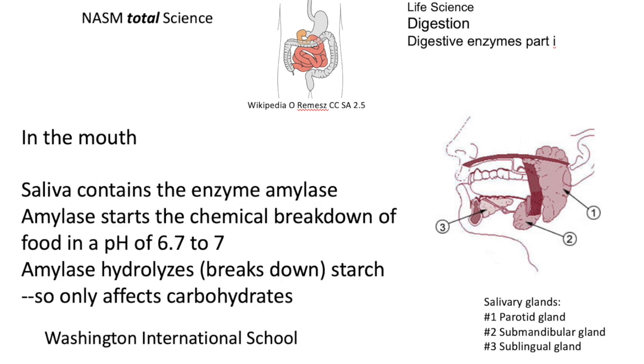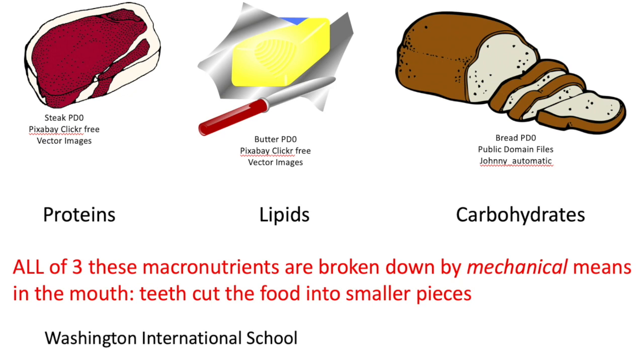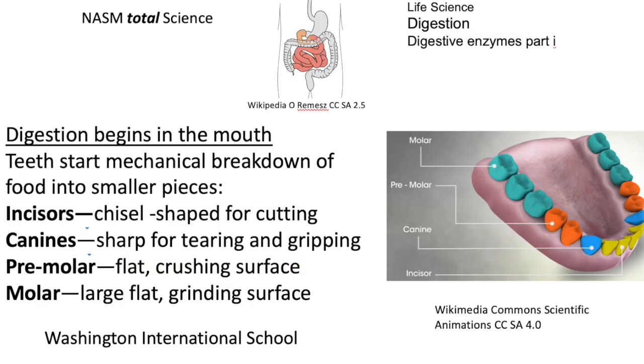And the saliva contains an enzyme, amylase, which starts the chemical breakdown of food, requiring a pH of very close to neutral, only working on carbohydrates. And so all of the 3 macronutrients are broken down by mechanical means in the mouth.